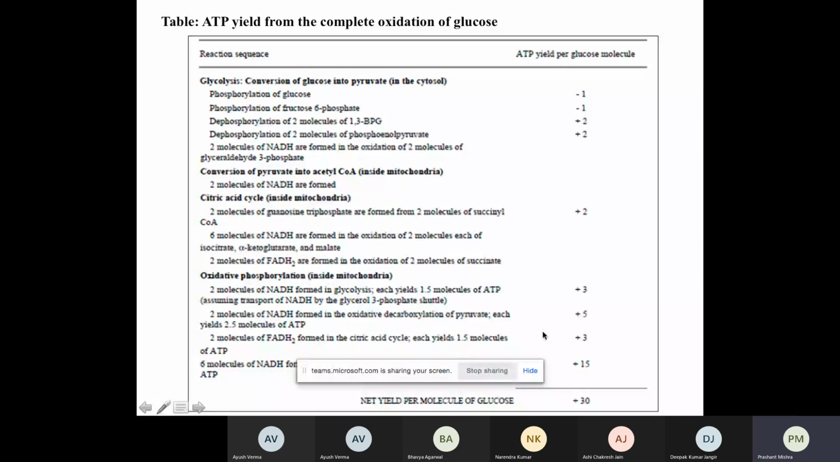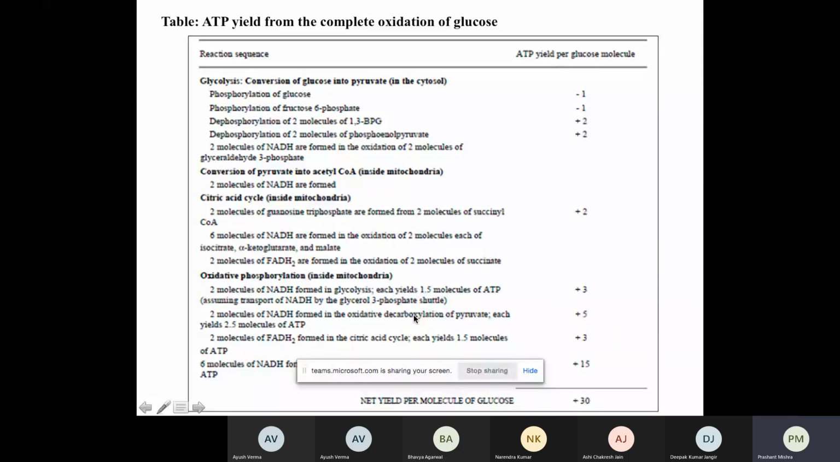Now, inside the mitochondria, once NADH enters, it starts producing ATP. The two molecules of NADH formed in glycolysis each yield 1.5 molecules of ATP, so you get 3 molecules of ATP here. Then the 2 molecules of NADH formed from oxidative decarboxylation of pyruvate give 5 molecules of ATP, each one giving 2.5 molecules.